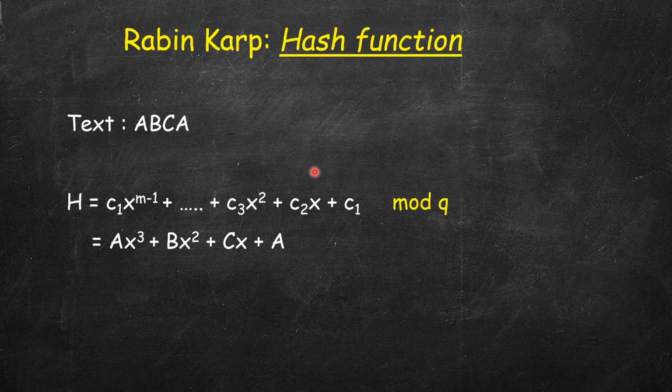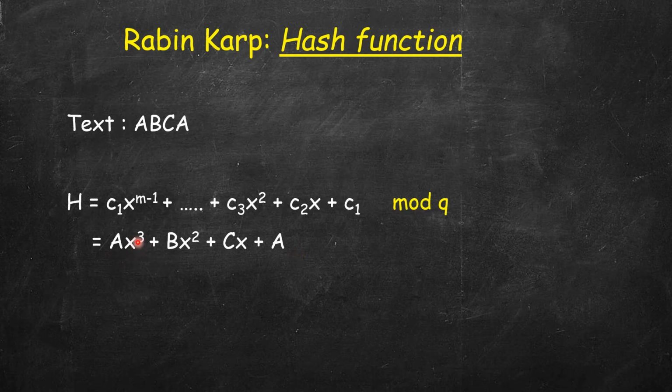Next, let's take an example. So we have ABCA, a concrete example. This is the text for which we want to calculate the hash function. Again, I had copied it, so again, this is a mistake. So first character, so m is here 4. There are 4 characters in this text for which we are calculating the hash. So first character multiplied by 1 less than m, so you see x^(m-1). Then b x square, c x, plus a.